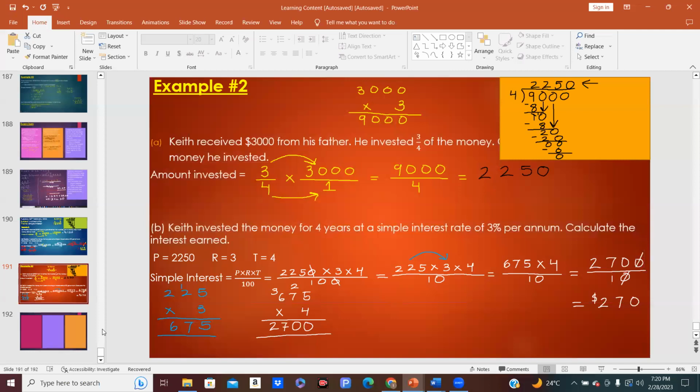So that equals 22,250 times 3 times 4 over 100. What we're going to do is cancel out the zeros, which gives us 225 times 3 times 4 over 10. Now we're going to times 225 by 3, which gives us 675. Now we times 675 by 4 over 10. 675 times 4 gives us 2,700. Now 2,700 divided by 10 equals 270, because we can simply cancel out the zeros.